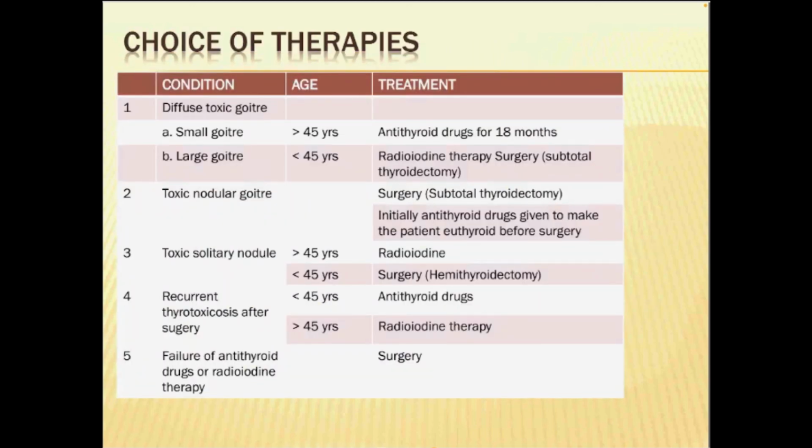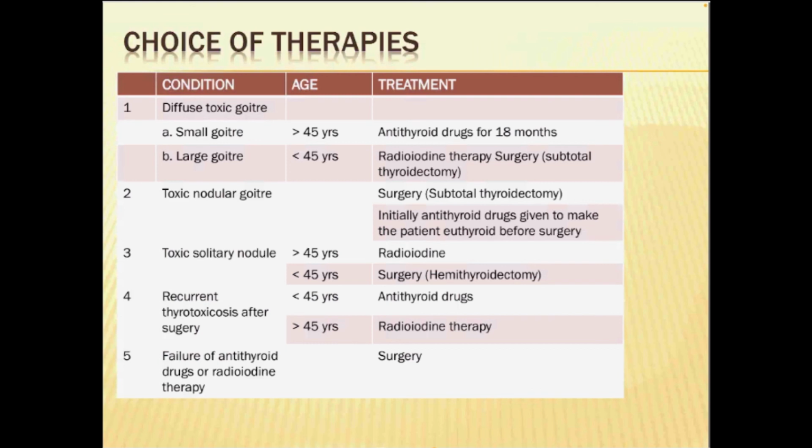So what are the choices of therapy? As a summary for treatment, in case of diffuse toxic goiter, if it is a small goiter, more than 45 years, you can go for antithyroid drugs alone for 18 months. In case of a large goiter, that is in the age of less than 45 years, he can go for surgery, followed by radioiodine therapy.